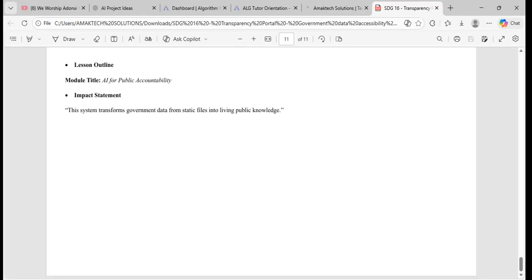The impact statement. This system transforms government data from static into public knowledge.